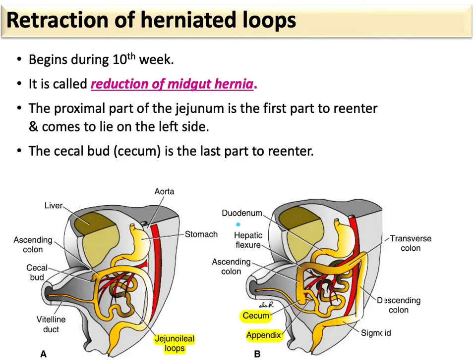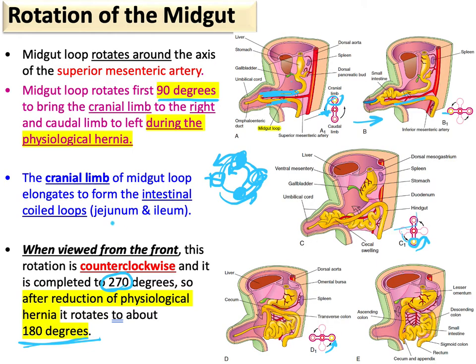Okay, so I think you noticed that I said the midgut that was herniated was retracted. That means the second process after rotation is the retraction of the herniated loops from the umbilical cord during the 8th week. This is called reduction of midgut hernia. Reduction of midgut hernia. So keep in mind that if you look here, my friends, you would notice, let me erase these things.